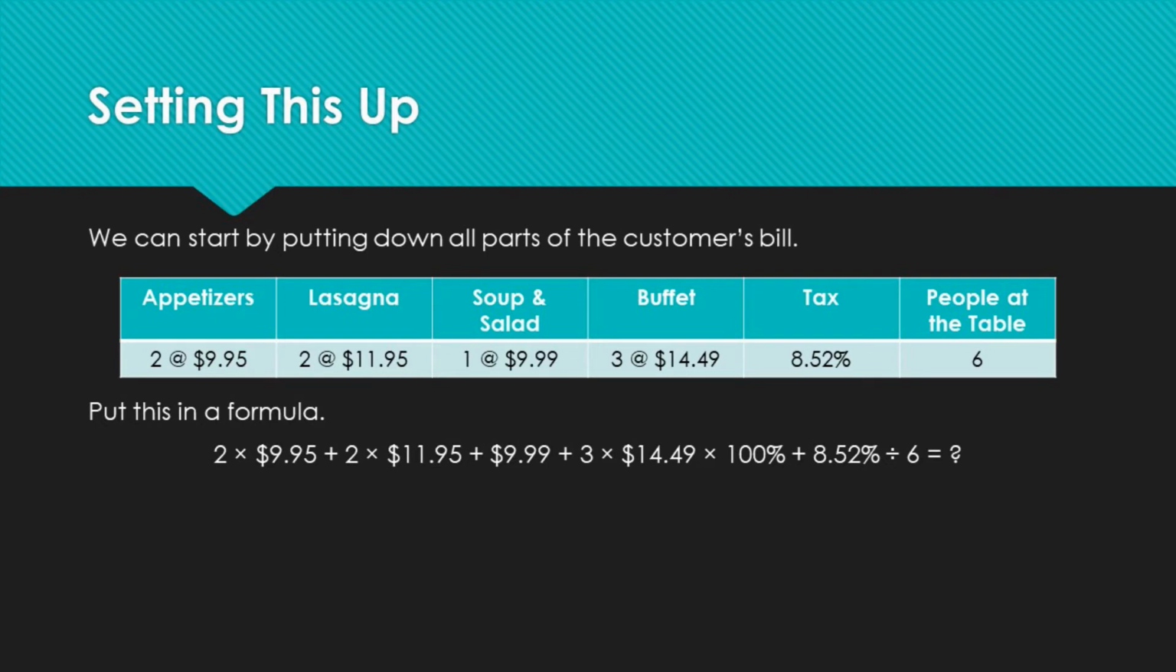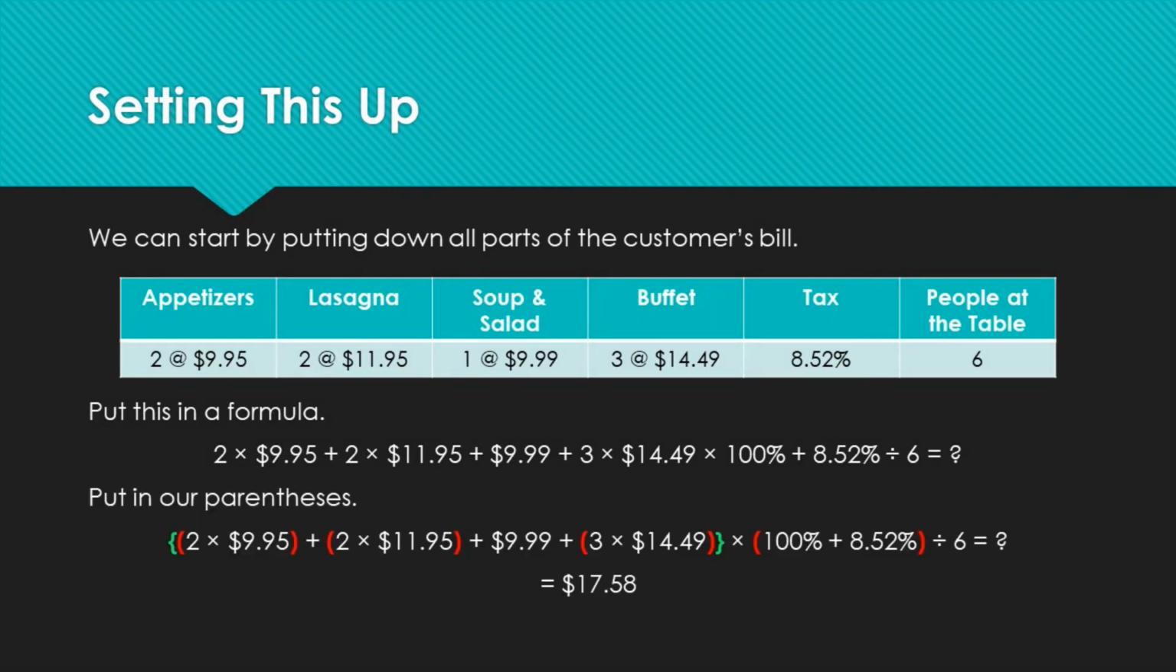Now I insert my parentheses. I'm putting parentheses around 2 times $9.95 and around 2 times $11.95. Also around 3 times $14.49 and around 100% plus 8.52%. Because I want the tax rate to apply to the entire food order, and not just what is sitting next to it, I will add braces around everything that comes before my tax calculation.